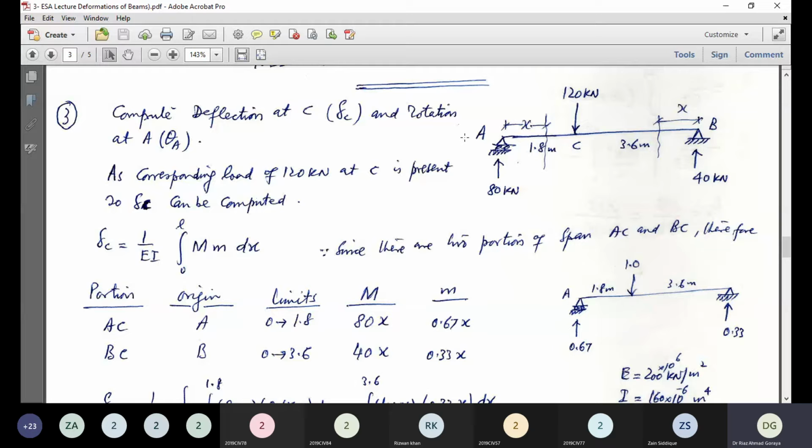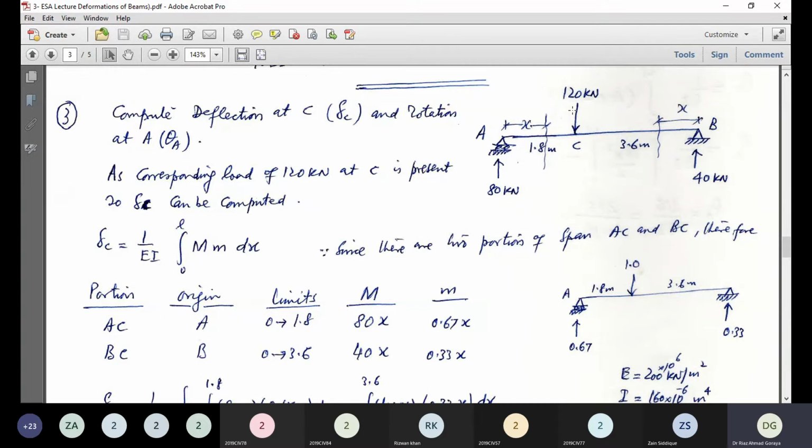Now first we will consider the rotation at A. Here the load value is specific. Now it will be more convenient to use small m, the equation having capital M, small m into dx. How, we will learn just now. First we will consider the deflection at C. The corresponding load is there, so it means Castigliano's second theorem is applicable.